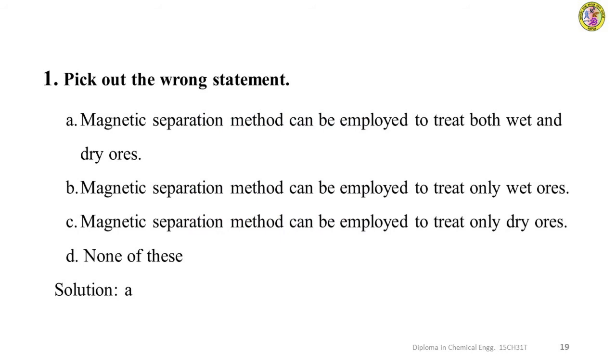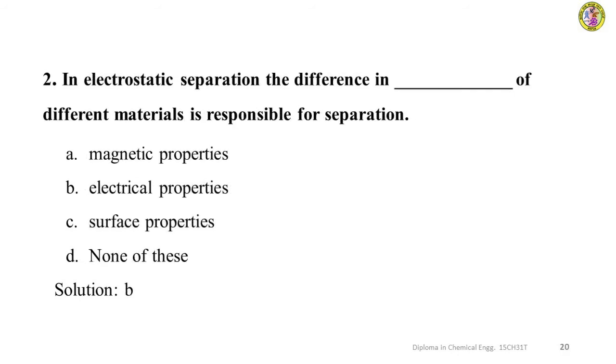So pick out the wrong statement in these four options. Magnetic separation method can be employed to treat both wet and dry ores. Magnetic separation method can be employed to treat only wet ores, or is it employed only for treating dry ores, or is it none of these. So magnetic separation can be employed for treating both wet and dry ores. So option A is the right option for this question.